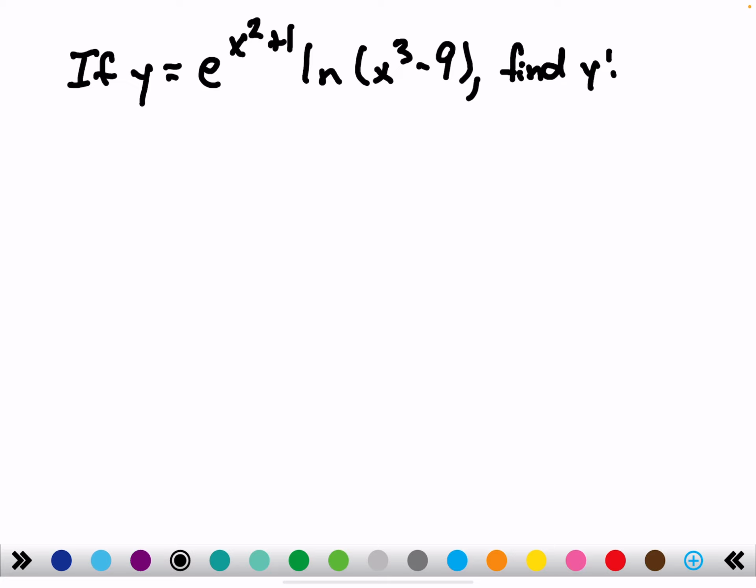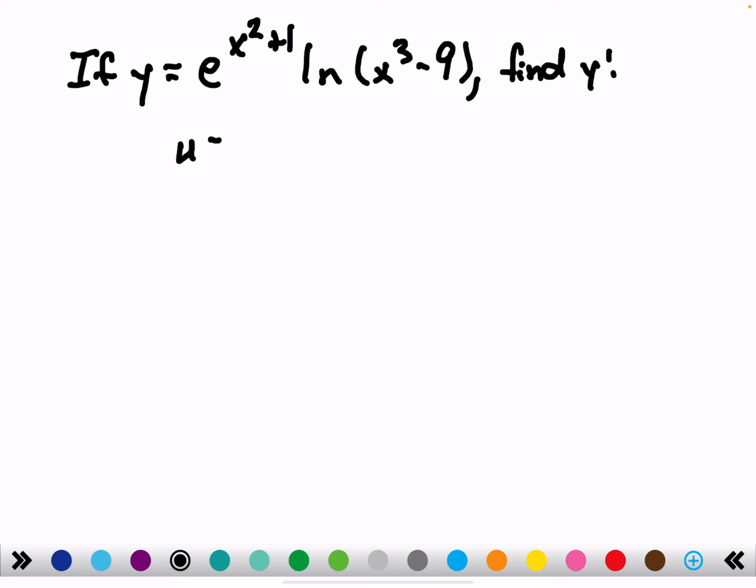If y equals e to the power x squared plus 1 times the natural log of x cubed minus 9, find y prime. Please pause the video, work out this problem, and then restart once you have an answer or if you have any questions.